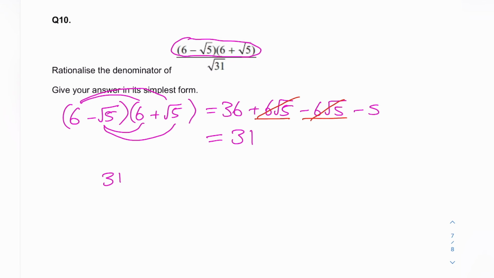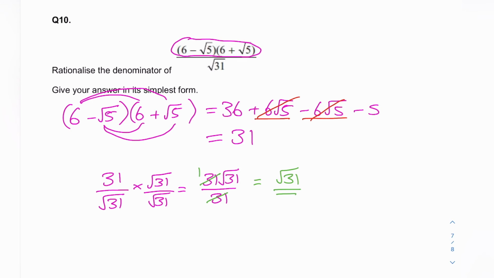So my numerator is 31 over root 31. We still need to rationalise our denominator. So we do that by timesing both top and bottom by root 31. That leaves us with 31 root 31 on top and 31 on the bottom. We can then simplify. We do that by cancelling down. So 31 over 31 is equal to 1. So my final answer here is just root 31.